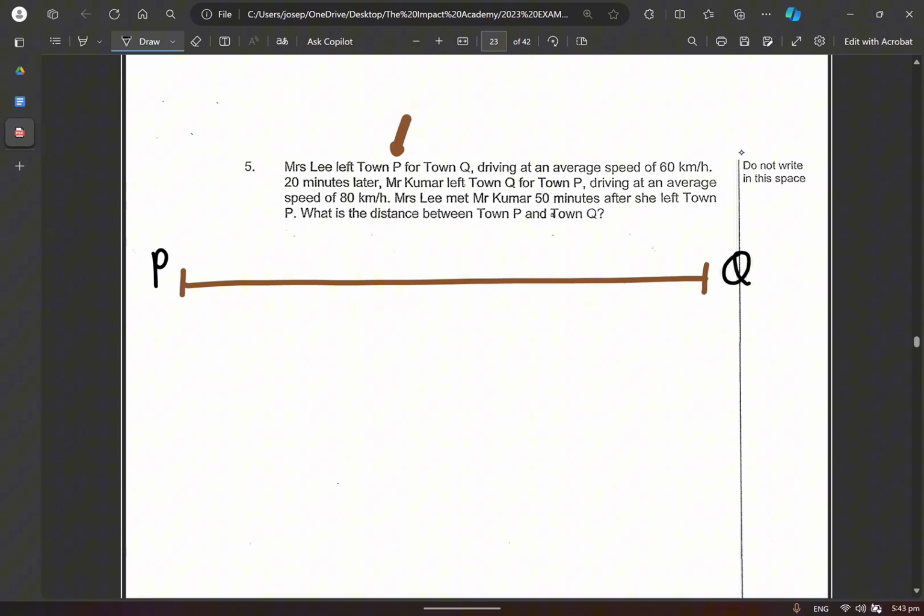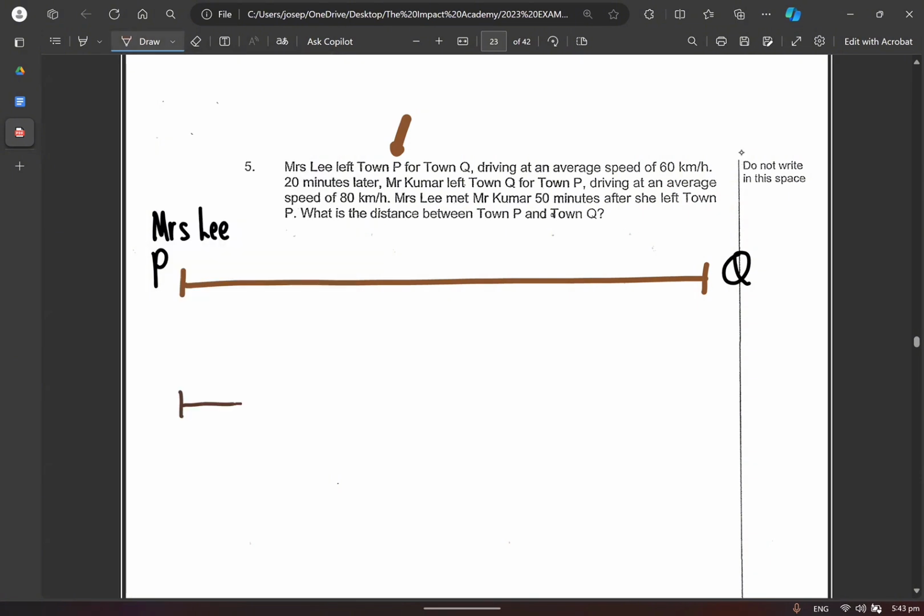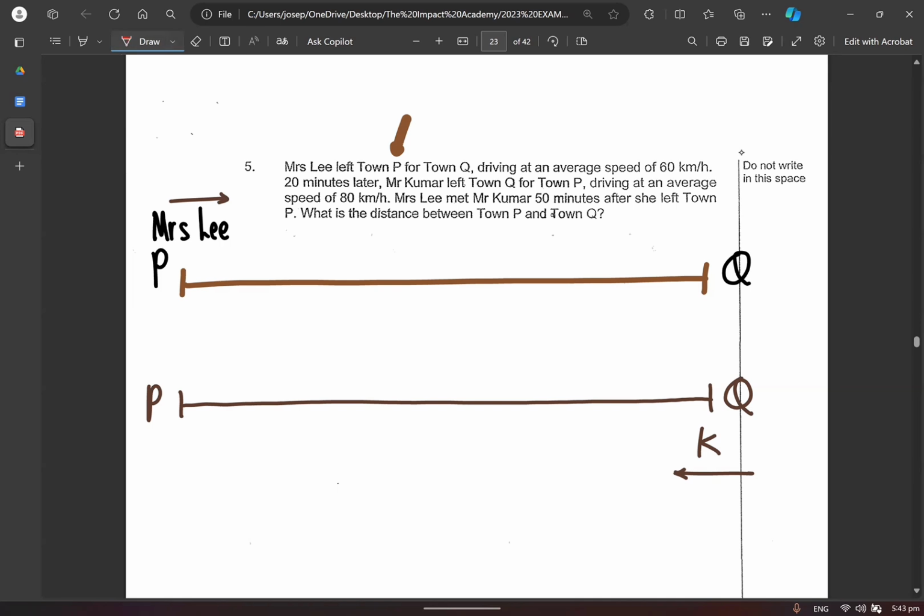And who is this? This person is called Mrs. Lee. So Mrs. Lee will have the first timeline. Agree so far? And then after that we have another person called Mr. Kumar. Mr. Kumar is going from Q to P, so Mrs. Lee is going towards this side and Mr. Kumar is going towards this side. Am I making sense? Write down as many pieces of information as you possibly can.